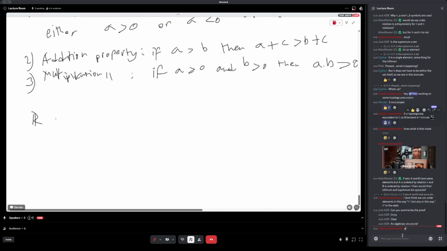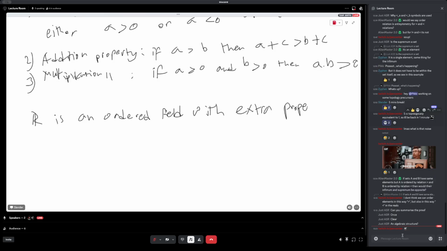Now the real numbers, R, is an ordered field. R is an ordered field with some extra properties. Can anyone tell me what's the first property that I did not mention here that R has? Anyone, any idea?